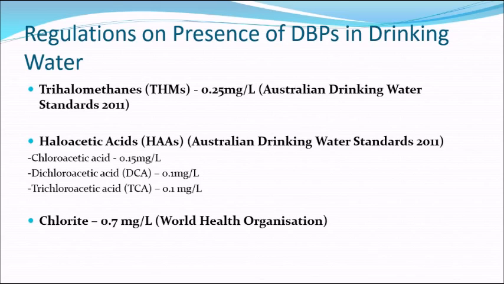The Australian Drinking Water Standards do not provide specific guidelines for haloacetic acids. However, there are regulations for its most common compounds. Chloroacetic acid is regulated at 0.15 milligrams per litre. Dichloroacetic acid is regulated at 0.1 milligrams per litre, and trichloroacetic acid is regulated at 0.1 milligrams per litre. Additionally, while the Australian standards do not have guidelines for chloride, the World Health Organization stipulates that the maximum amount of chloride that can be present in water is 0.7 milligrams per litre.